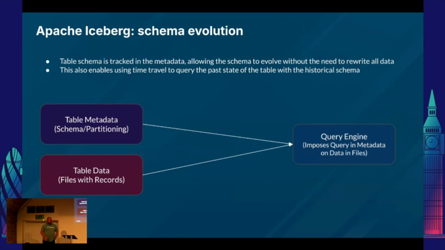Another thing that you can see, thanks to the metadata, is schema evolution. So you have one table with 3 columns. You want to have a new column. You can go into the metadata and add this. The big advantage is you can go back to a previous version of the schema because it is all in the metadata.